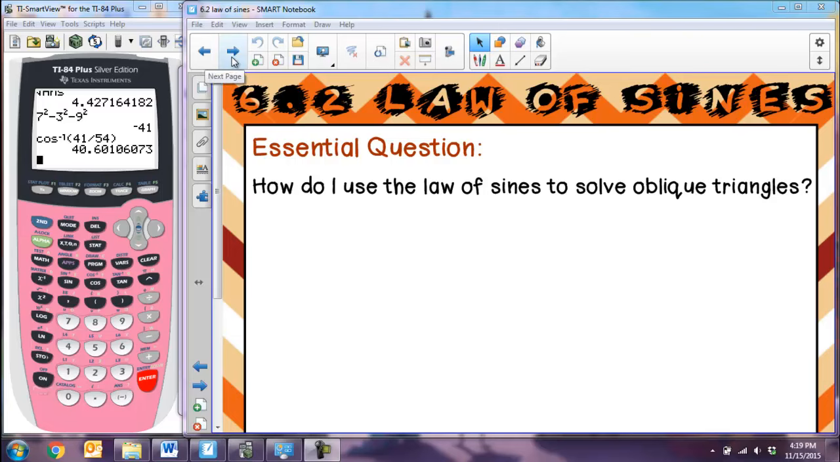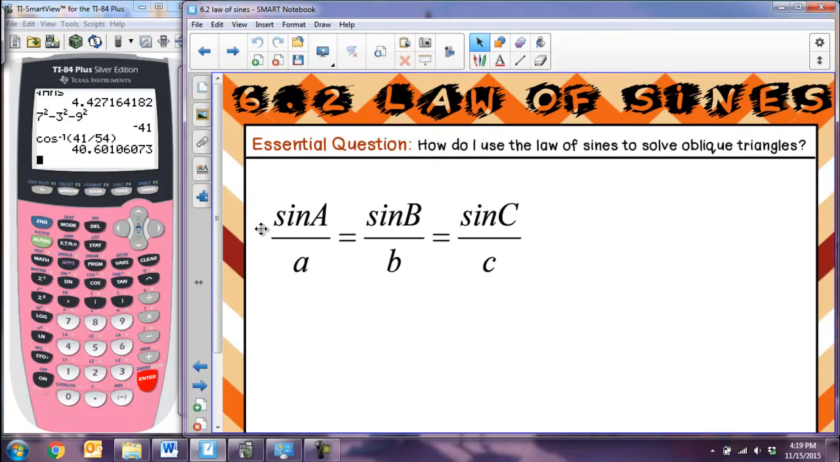The law of sines is really nice. It's just a big proportion. The sine of the angle divided by the side opposite that angle is equivalent to the sine of another angle divided by that side, which equals the sine of the last angle divided by that side. We can set this up lots of different ways. You can just take pieces, cross multiply and solve. It's just basically a big proportion.